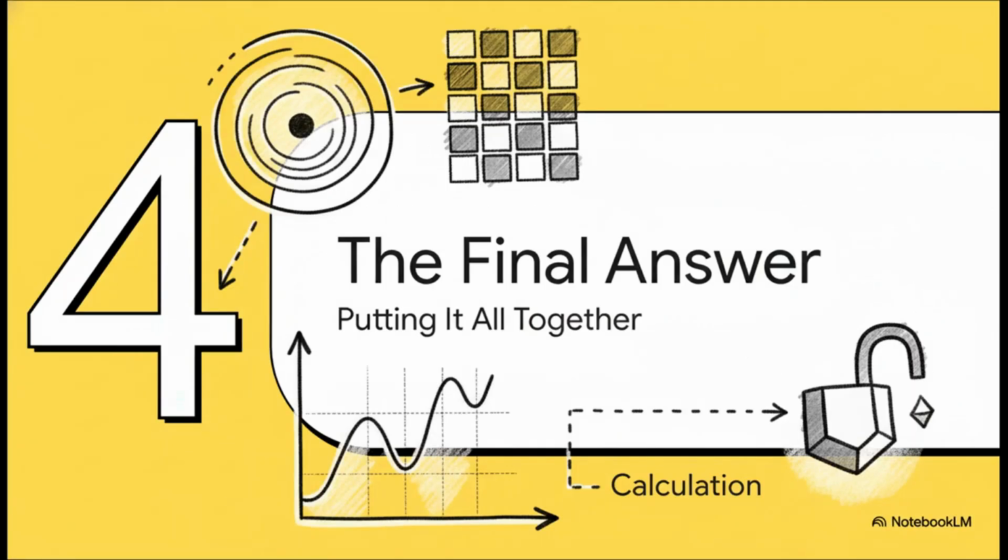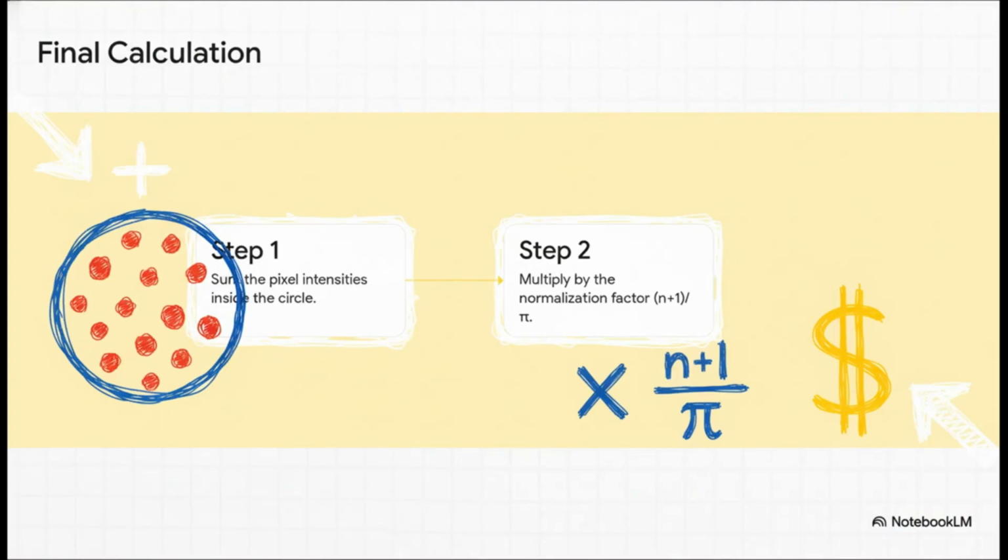You know what? We've basically done all the hard work. We found our center, we filtered our pixels, and we figured out our polynomial. Now it is time to put it all together and get the final answer. The final calculation is just a simple 2-step process. First, we're going to sum up the intensities of our valid pixels. And second, we multiply that sum by a little something called a normalization factor to get the final moment.